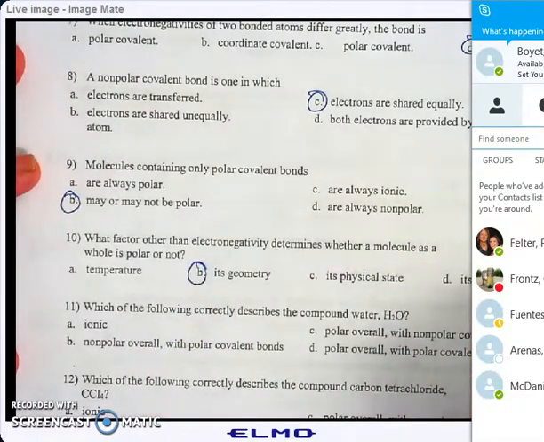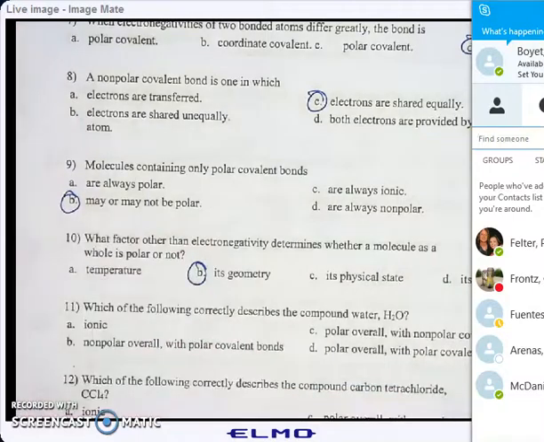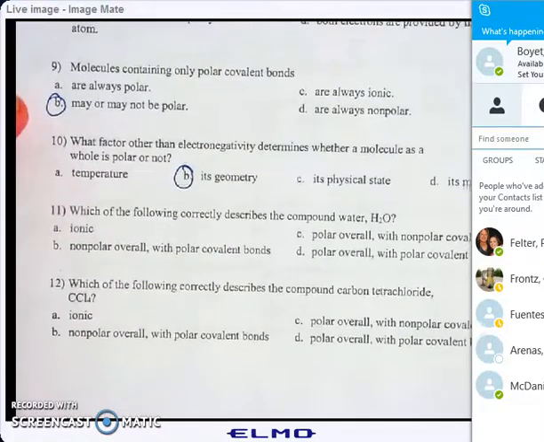Ten is also B. The whole basis for 9 and 10 is to say it's not just the bond that determines it. It's not just the shape that determines it. It's a combination. You need to know the polarity of the bond, and you need to know the shape of the molecule to determine whether the molecule is polar or nonpolar. Number 11.